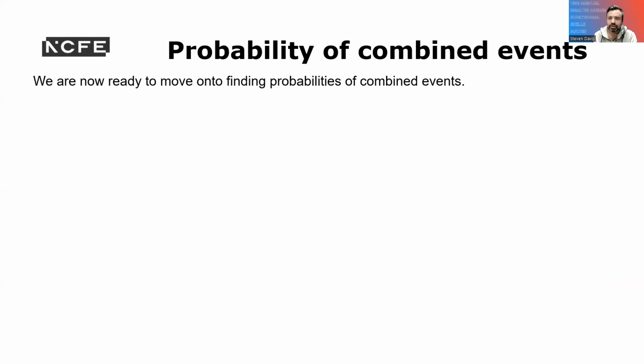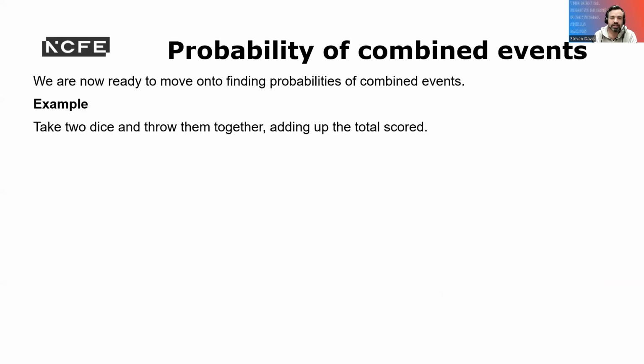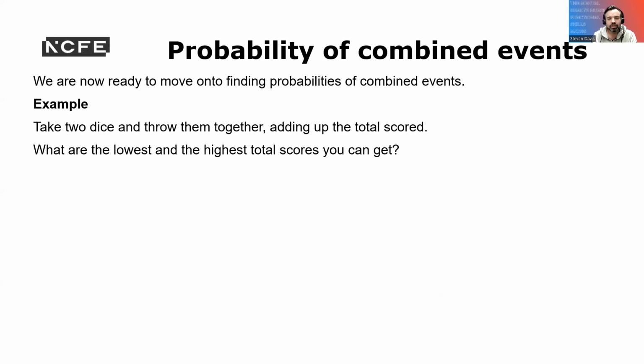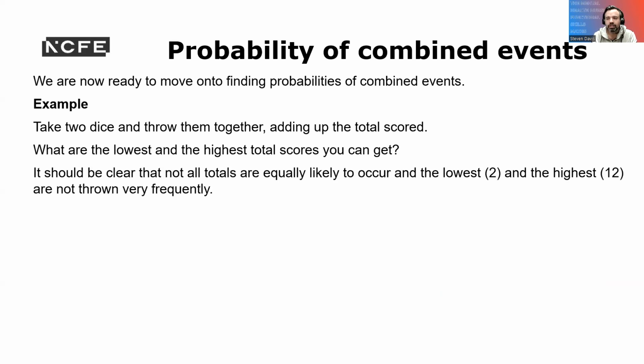We're now ready to move on to finding probabilities in combined events. Take 2 dice and throw them together, adding up a total score. What are the lowest and highest scores you can get? So on a dice, if 1 is the lowest and 6 is the highest, the lowest score has got to be 2, and the highest is 12, right? There we go.